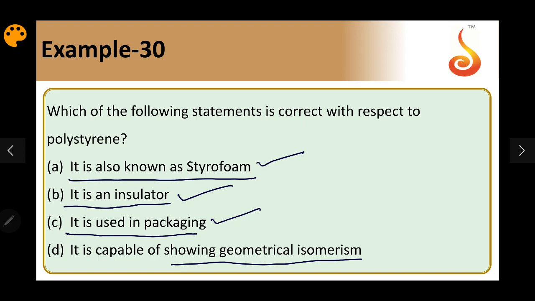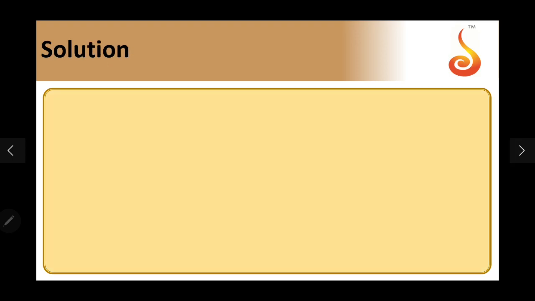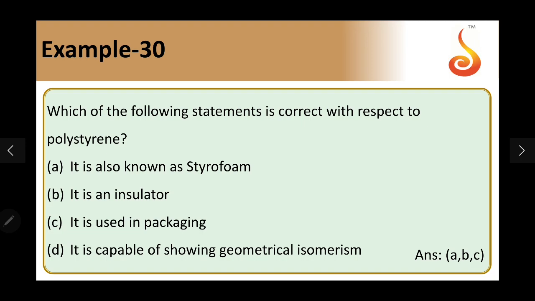Styrene is the monomer having a double bond. Even that is unable to show geometrical isomerism. The monomer is CH2=CH-Ph, so this cannot show geometrical isomerism. The polymer also will not show any geometrical isomerism. So this is a wrong statement. The answer should be A, B and C.